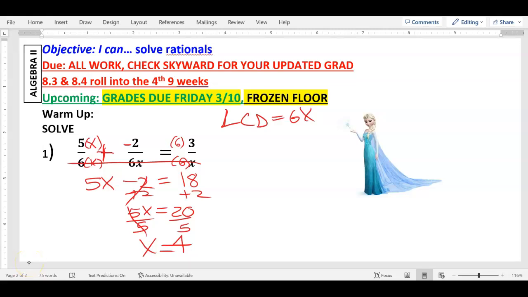All right, so what we're going to do is finish 8.4 and 8.3. Does everyone see right here? It says that 8.3 and 8.4 are going to roll into the fourth 9 weeks, right? So everything up to 8.2 is on your little grade sheet in Skyward, and you need to work on that stuff. Today I want you to finish 8.4 and 8.3, unless you're failing the third 9 weeks.